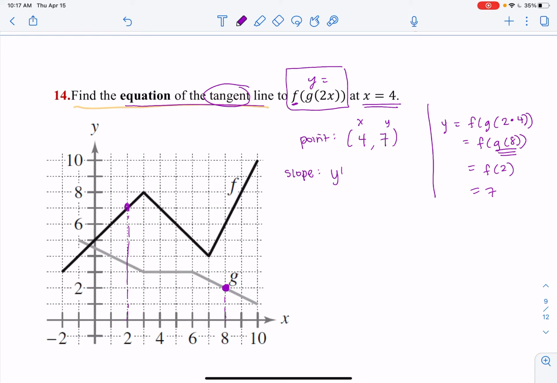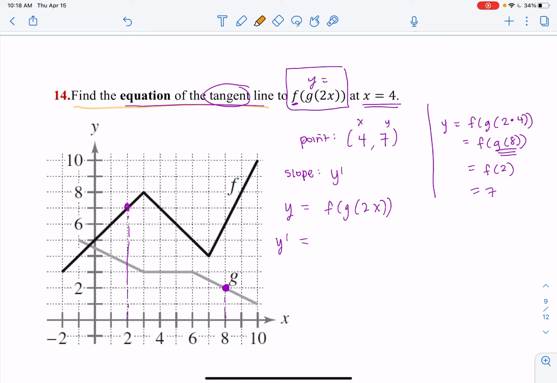So when I'm taking the slope or the derivative, if y is f of g of 2x, then y prime, well, it's going to involve a chain rule because notice we have a function on the inside. Then we have another function, which is the g of that. Then we have a third function, f of all that. So we're going to apply the chain rule a couple times.